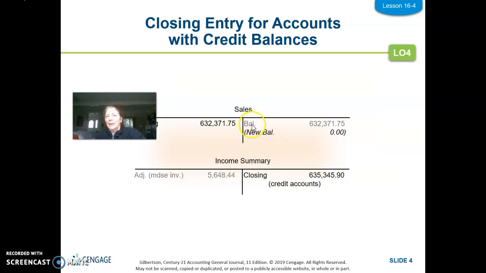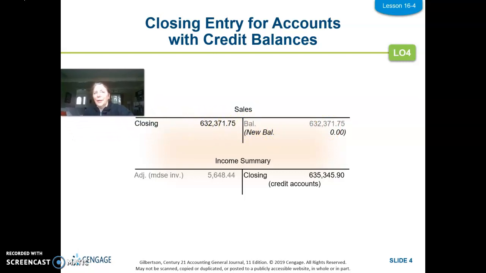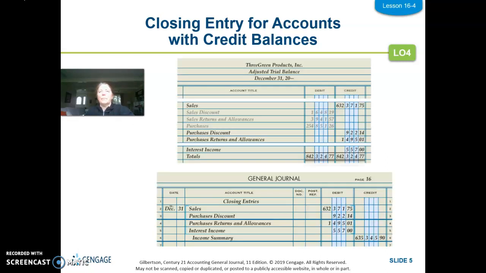So that is our first entry, and that's really what this was trying to show you, was that sales had a balance of $632. We do a closing entry here, and then the new balance is 0. We would do that for all of those accounts that had a credit. And then that closing entry in total was $635,000 going to income summary. So that's your first closing entry.